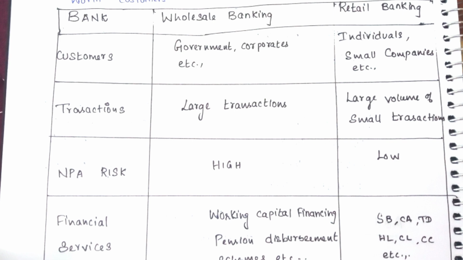The services which we provide in wholesale banking, like working capital financing or pension disbursement schemes, these are all in large amounts, right? And also bank to bank financing, so everything like that comes under wholesale banking. Whereas in retail, we have already seen housing loan, credit card, car loan, SB, current account, term deposits. These are the financial services we provide in retail banking.